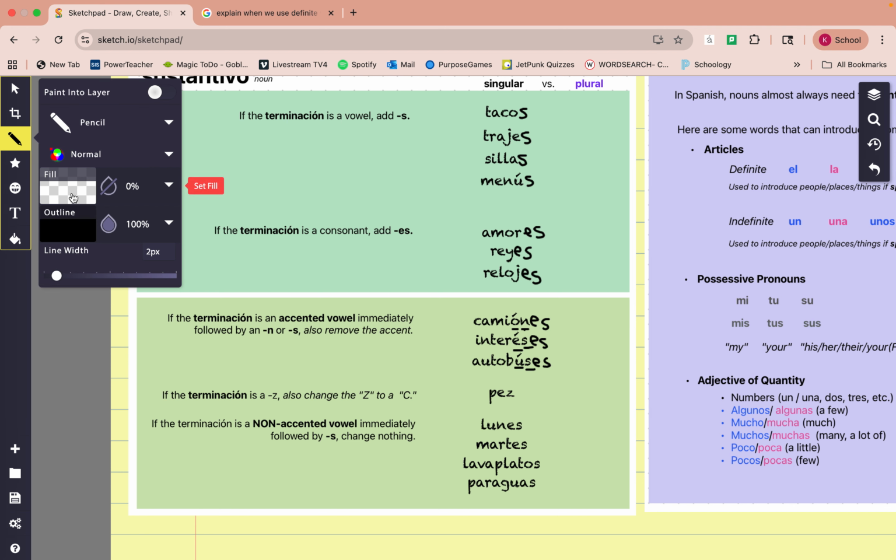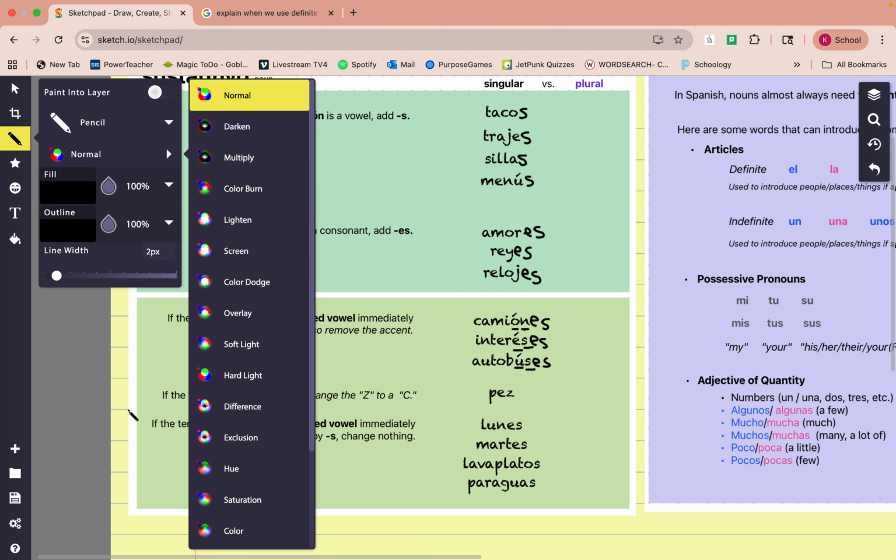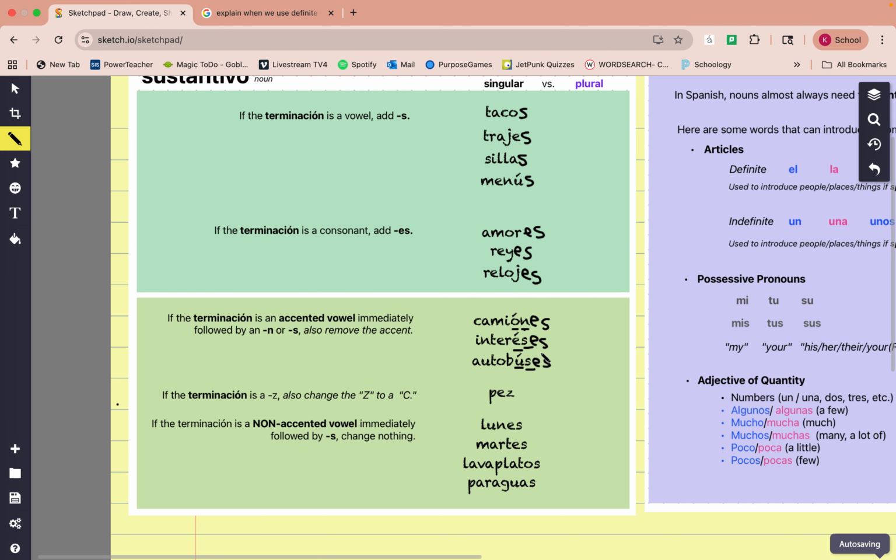Let's see if I can pick a color. Will it let me? I don't think it will. We are just going to scribble it out. So pretend like the accent isn't even there. Pardon my low video quality. All right. So in summary, we still do the same thing. We add an ES, but in this specific situation with an accented vowel and then an N, or an accented vowel and then an S, we also have to get rid of that accent.